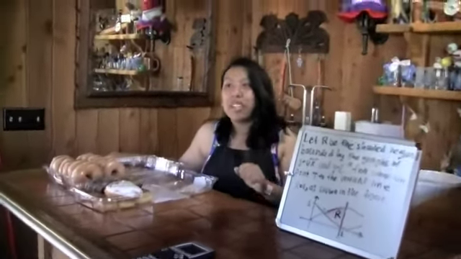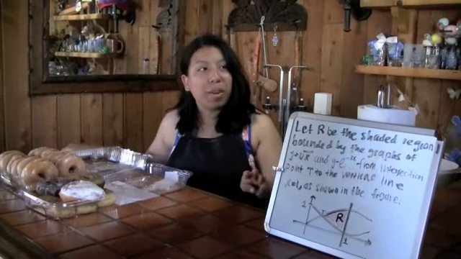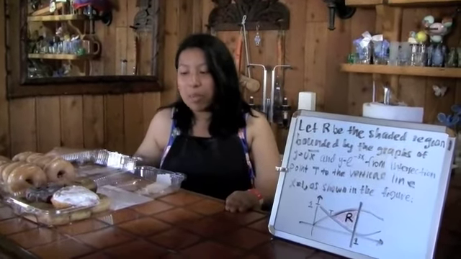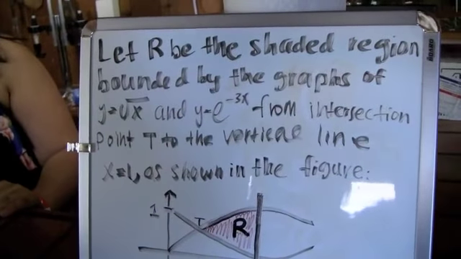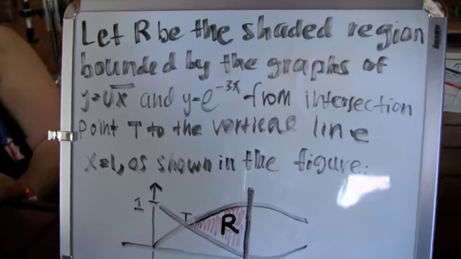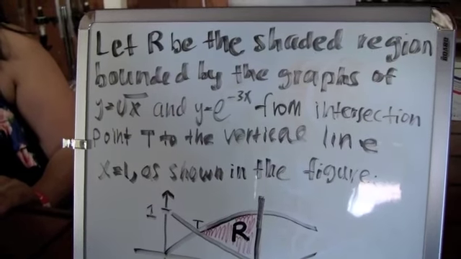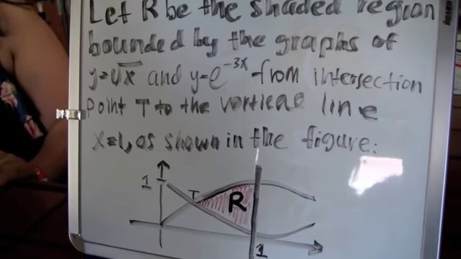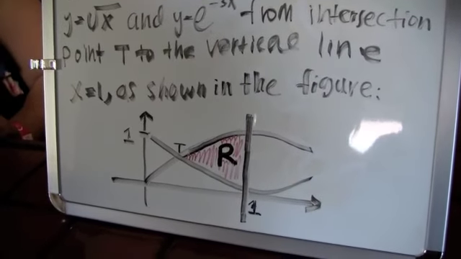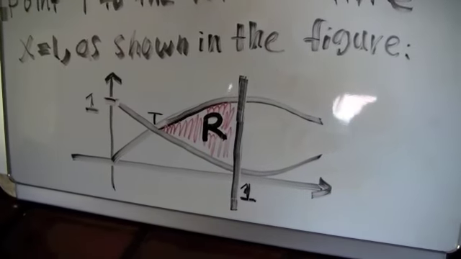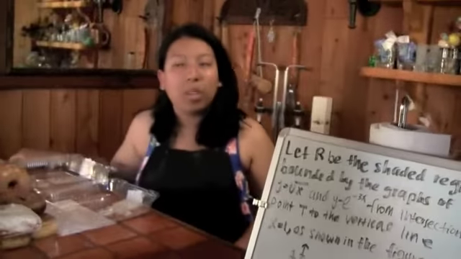So, to win these donuts, you have to answer a math question. There are 3 rounds for this math question. And the math problem is, let R be the shaded region bounded by the graphs of y equals square root of x and y equals e to the negative 3x from intersection point T to the vertical line x equals 1, as shown on the figure on the right. So for the first round, you will have to find the area of R. Begin.